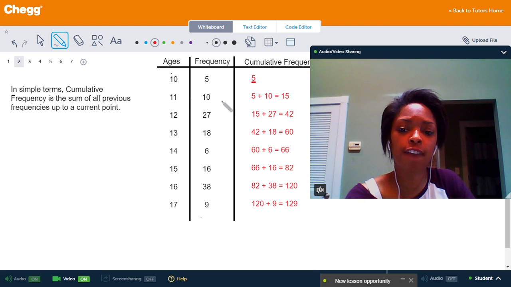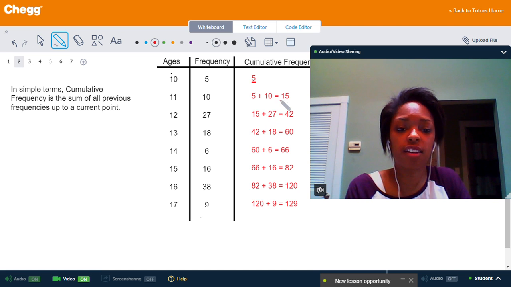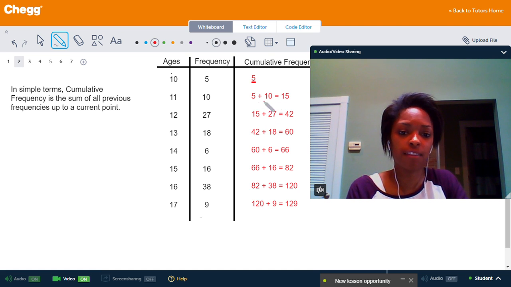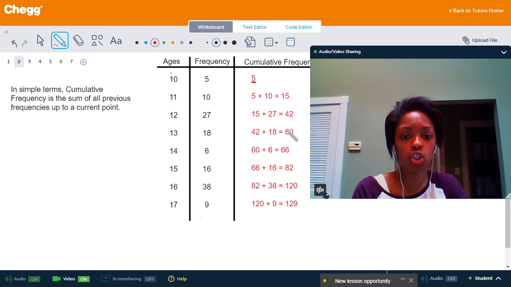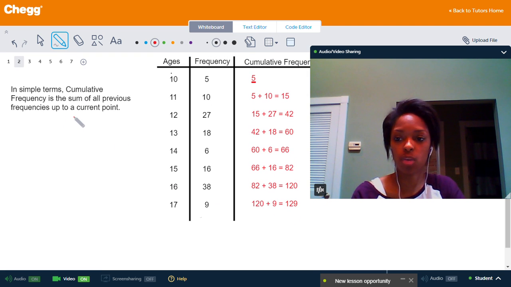So to find the cumulative frequency for age 11, you're going to add 10 and 5, which will give you 15, and then you can just keep adding: 15 plus 27 gives you 42, 42 plus 18 gives you 60. You're going to keep adding everything up until you get down to the bottom, which in this case was 17. The last one was 9, and I did 111 plus 9, which gave me 120, which was the cumulative frequency total for this problem.